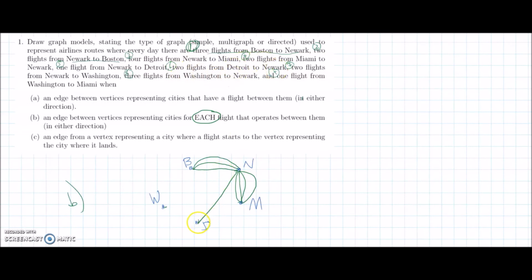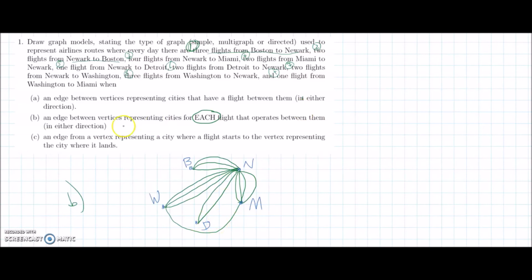So I need to draw another edge connecting those 2 cities because I have an extra flight that goes from Detroit to Newark. Number 7, there are 2 flights from Newark to Washington. So there's 1 and there's 2. There are 3 flights from Washington to Newark, so I need to put another edge here for that other flight. And there is 1 flight from Washington to Miami. So I'm just going to draw this like this.